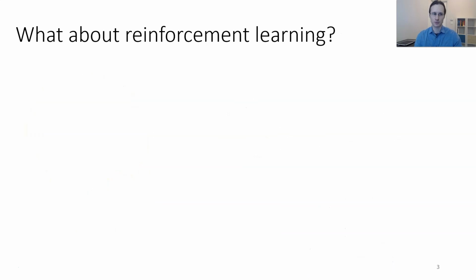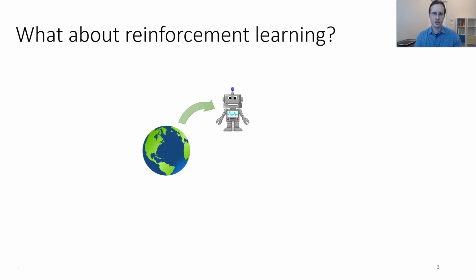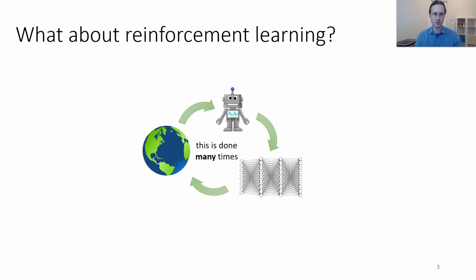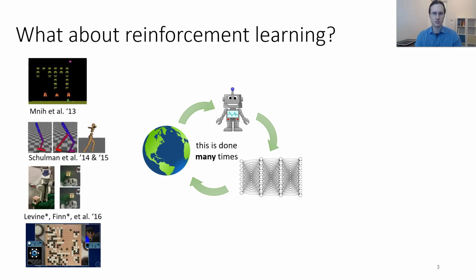Now, what about reinforcement learning? What if we want to autonomously learn skills? Well, reinforcement learning is fundamentally an active learning framework where you have an agent that interacts with the world, collects some data, uses that data to update its policy, and repeats this many, many times. And we've seen this basic recipe succeed in a number of settings, from playing video games to simple robotic tasks to playing board games.